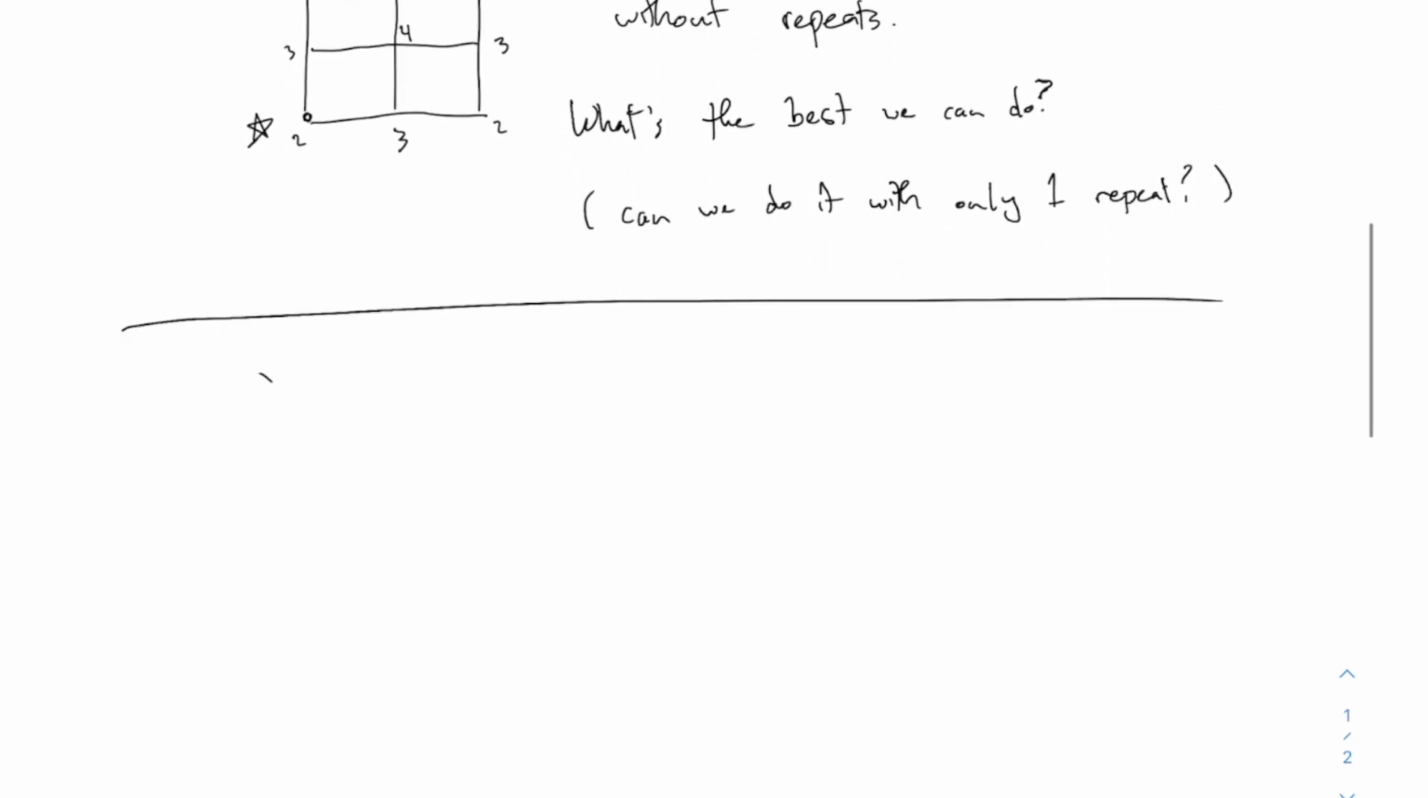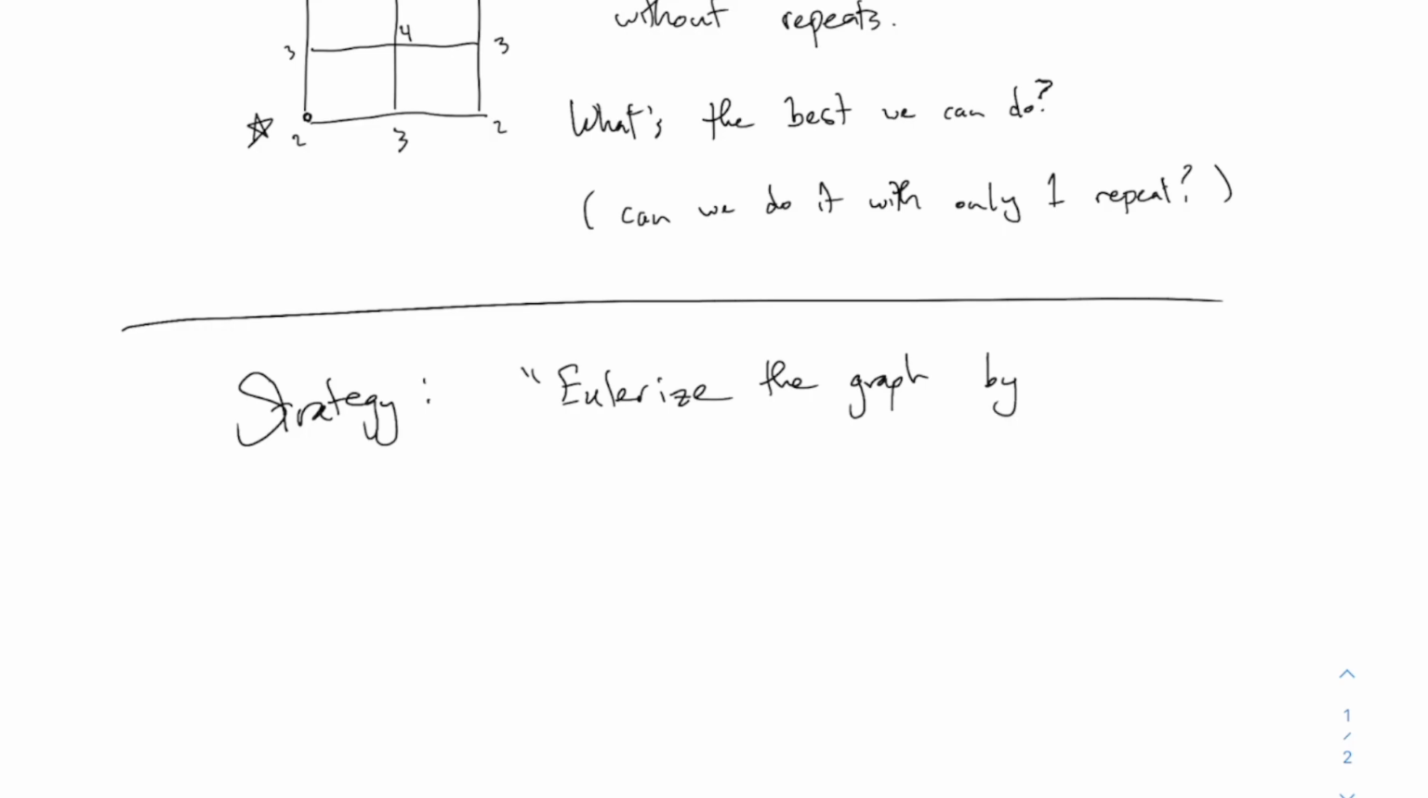The basic strategy, though, is called Eulerize the graph by edge doubling.